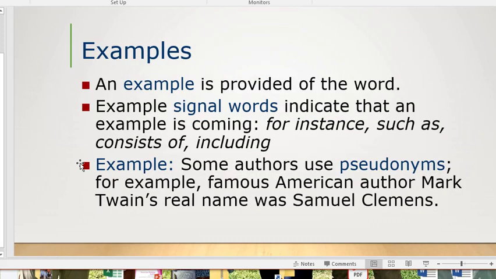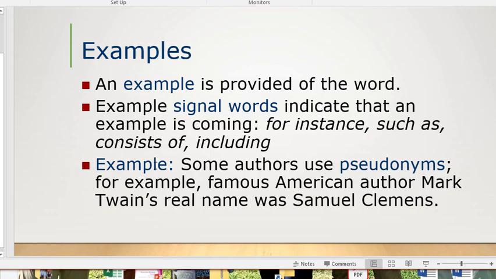The last approach using SAGE, the E stands for examples. Authors sometimes will show the meaning of a word by providing an example of the word. You can have some signal words that indicate an example is coming: for instance, such as, consists of, including.